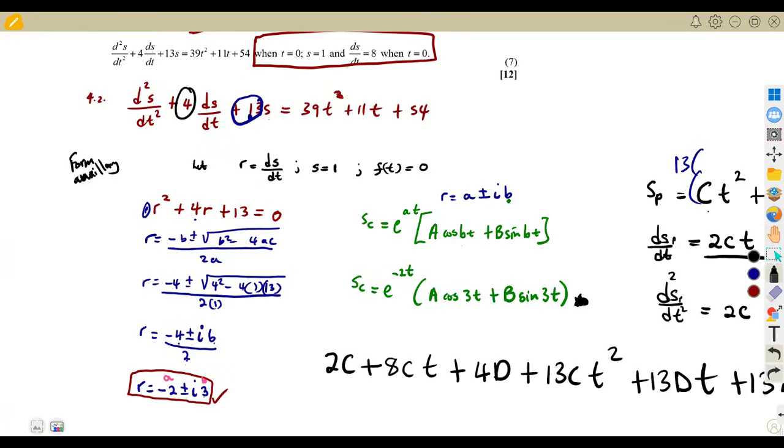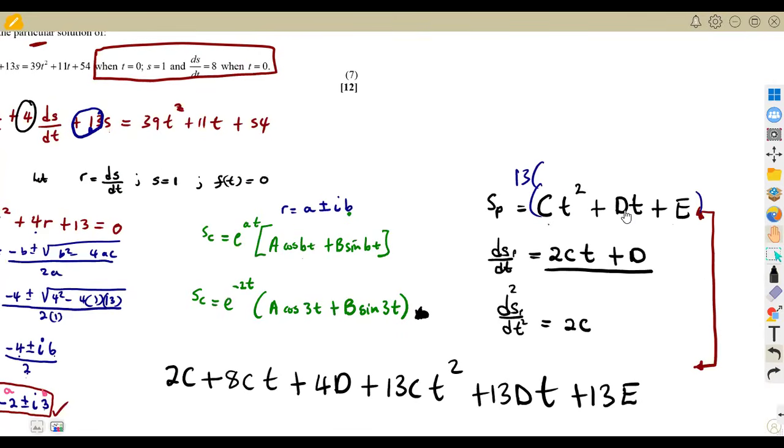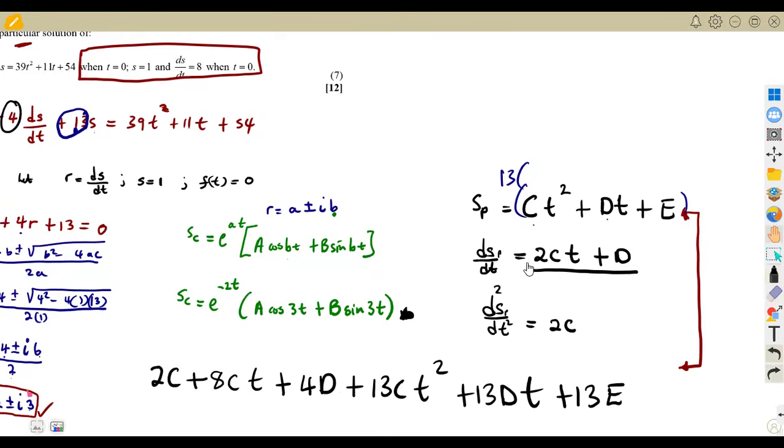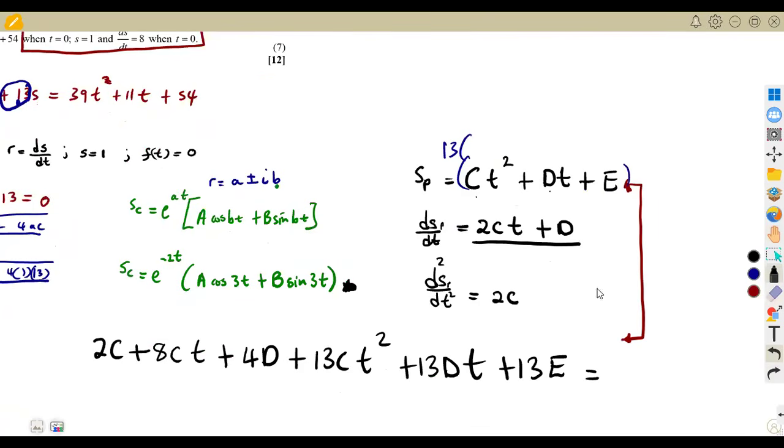Remember, we took our sp from the format of the quadratic because it's a quadratic. That's why we wrote this. If it is an exponential, you have to use an exponential. If it is a linear, we have to use the format of a linear, cx plus d. But this one is a quadratic, so we have to use the format of a quadratic. So we equate to that quadratic that we were relating to. This whole part is equal to 39t squared plus 11t plus 54.